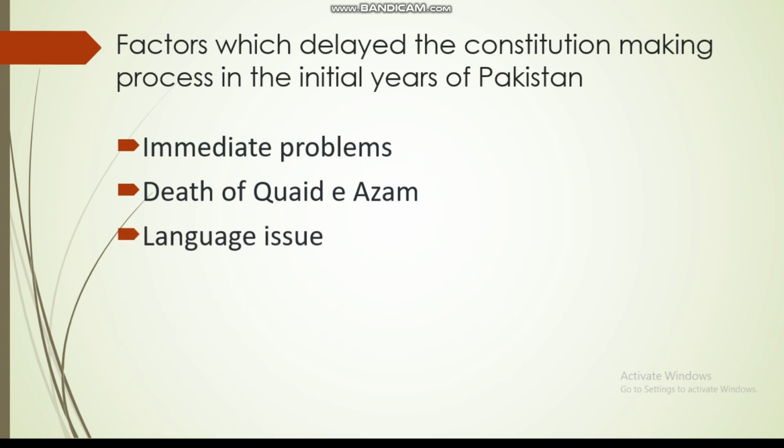Next, language issue. As I said before, the Basic Principles Committee had also proposed Urdu to be declared as the national language of Pakistan. Urdu as the national language was opposed by East Pakistani members of the assembly. They demanded to make Bengali the national language, since it was the language of the majority, because Bengalis formed 54% of the total population of the new country. So the language controversy caused a type of deadlock in the constitution making process.